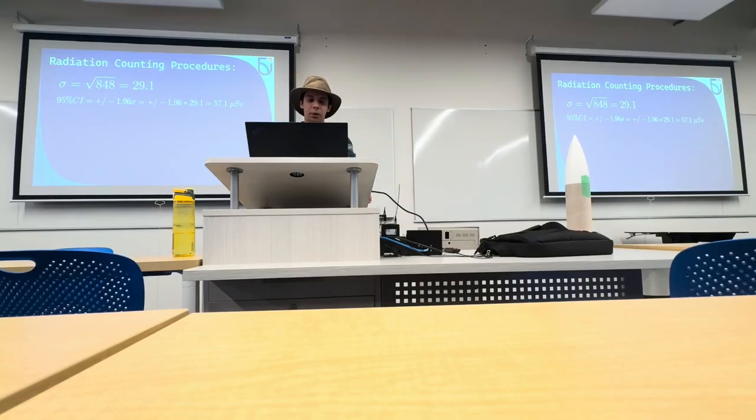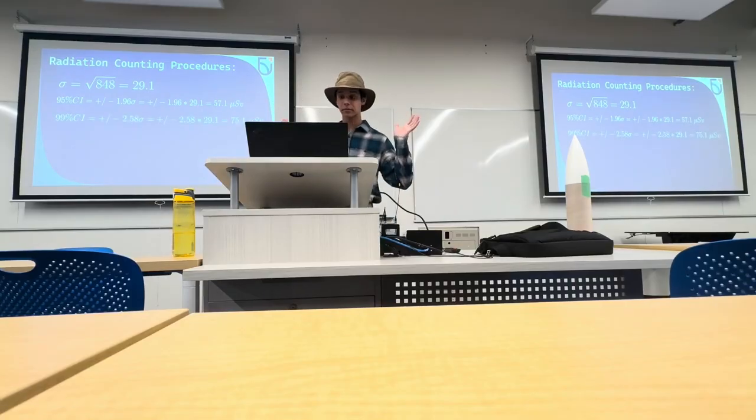So we're going to see a plus or minus 1.96 sigma for our 95% confidence interval. So 1.96 times 29.1 is going to be plus or minus 57.1 microsievert. For 99%, 2.58. Now, I would write these two numbers down because you're going to be using them a lot if you want to follow along for the examples.